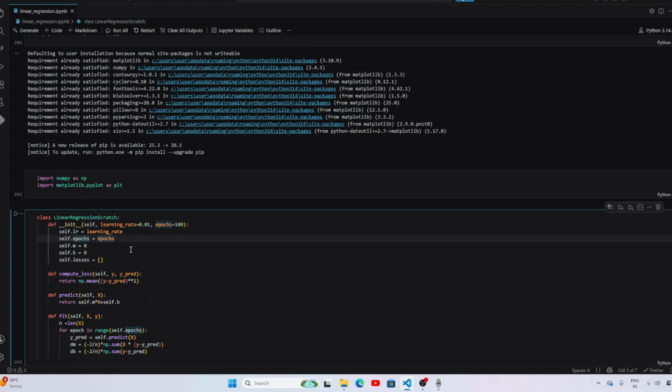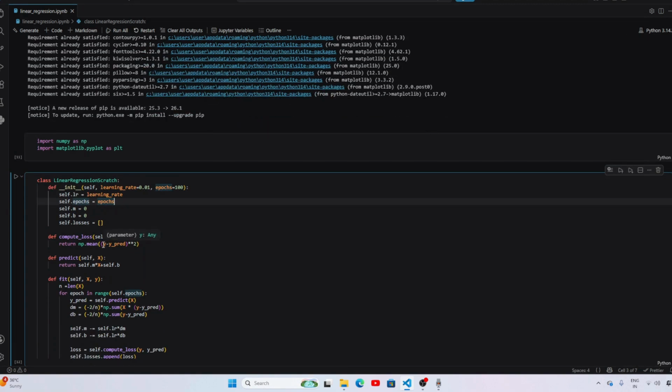Next we can calculate the loss, which is nothing but y minus y predicted, and we are taking the square of that to avoid negative values, and then we are taking the average of that. After computing the loss, we are creating the function called predict. Predict is nothing but y equals mx plus b, where m is the weight, x is the feature, and b is the bias. To predict any y values, we are using this equation mx plus b.